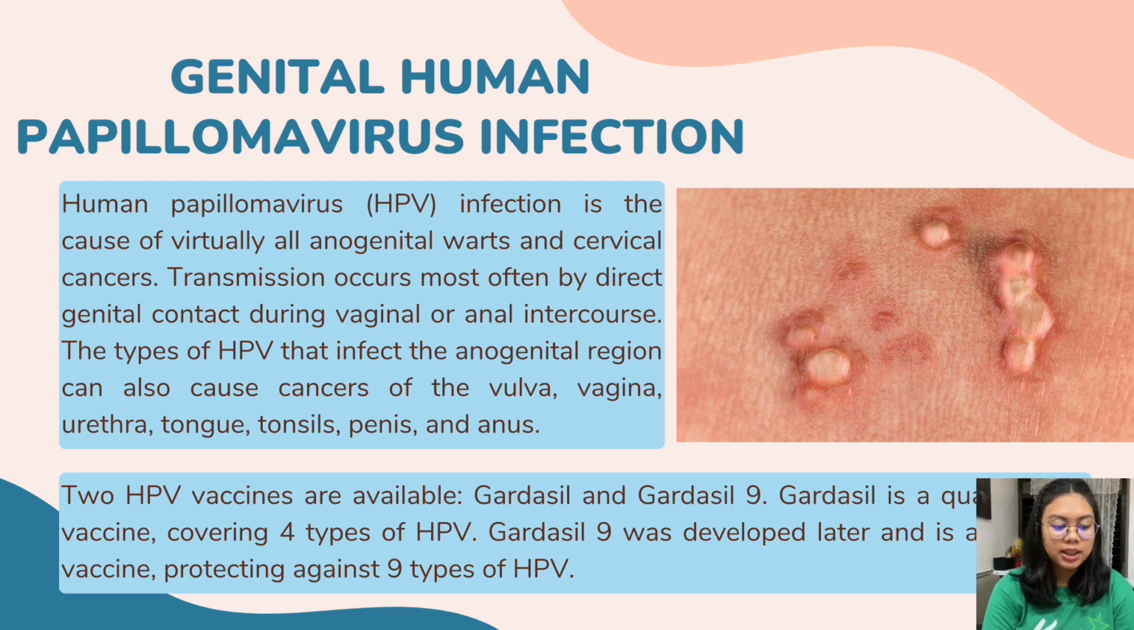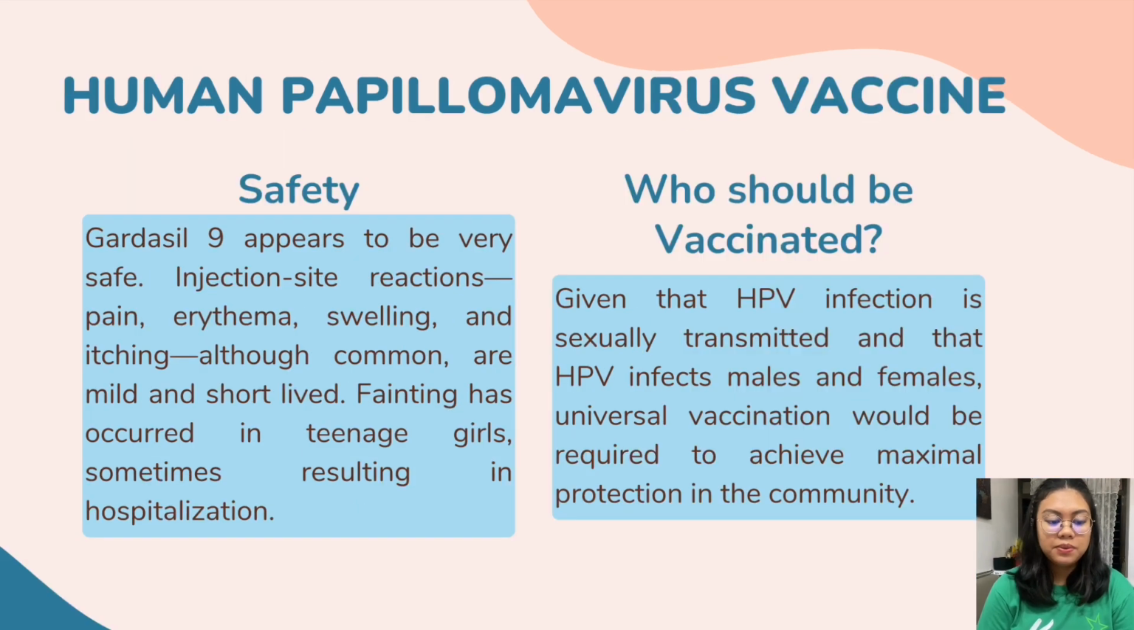Gardasil is a quadrivalent vaccine covering 4 types of HPV. Gardasil 9 was developed later and is a 9-valent vaccine protecting against 9 types of HPV. For safety, it appears to be very safe. Injection site reactions, pain, erythema, swelling, and itching, although common, are mild and short-lived. So who should be vaccinated?